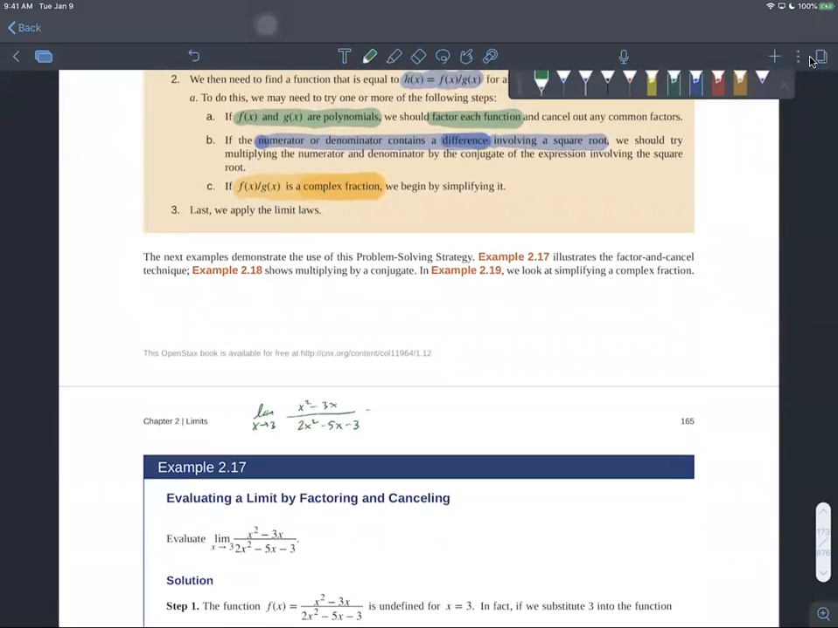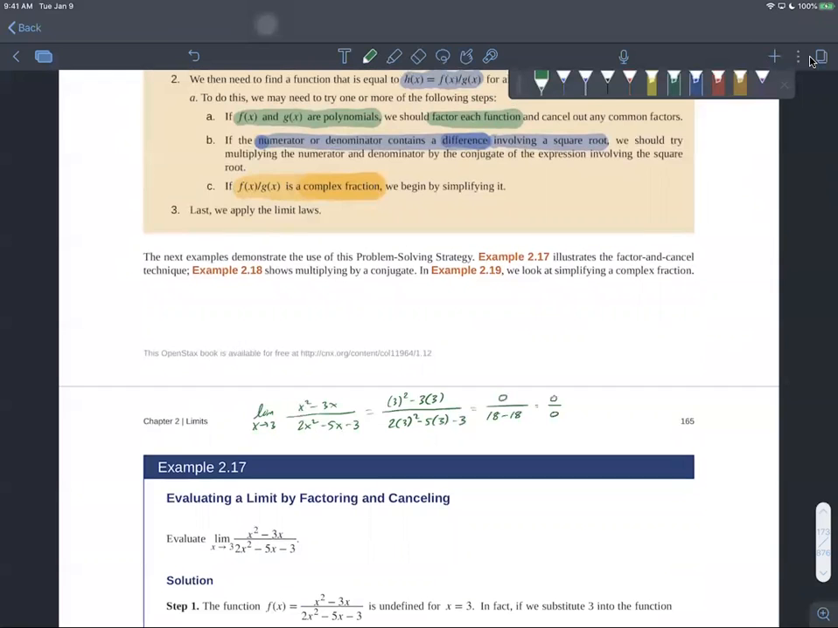Now, if we tried to say, well, let's just plug in 3. This would be 3 squared minus 3 times 3 over 2 times 3 squared minus 5 times 3 minus 3. On top, 9 minus 9, which is 0, and on the bottom, we get 18 minus 18. And you see that this is an indeterminate form, 0 over 0. Uh-oh, that's not the limit there because that's not a number. So the answer is not 0, the answer is not infinity, the answer is not 1, at least not yet. We don't know necessarily yet.